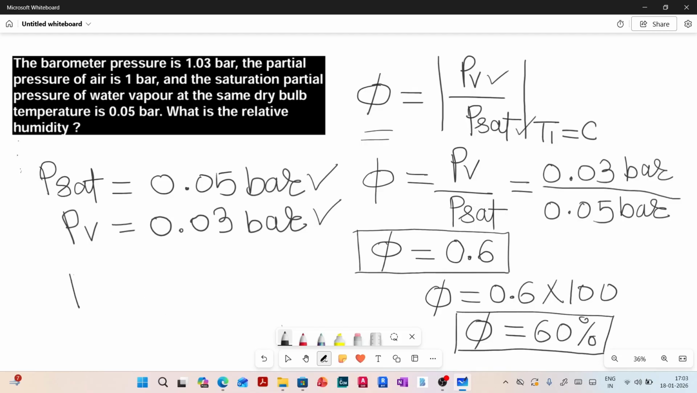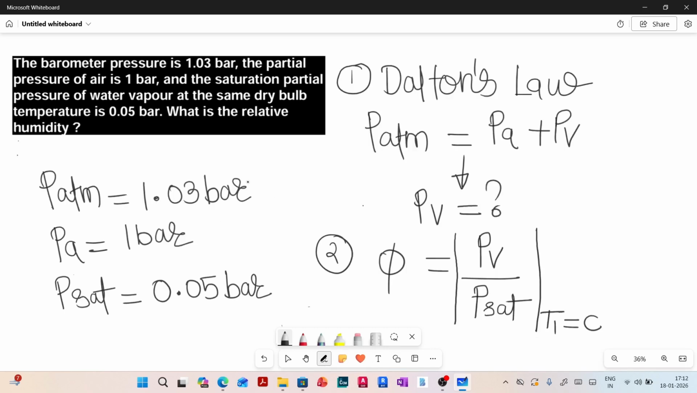So in this case, relative humidity is 60%. So in summary, the barometric pressure was given to us, the partial pressure of dry air was given to us, and the saturation pressure was given to us. We used Dalton's law to find out PV, and from there we calculated relative humidity.